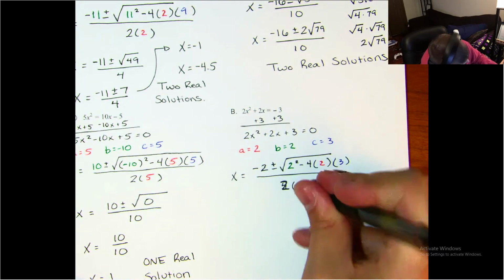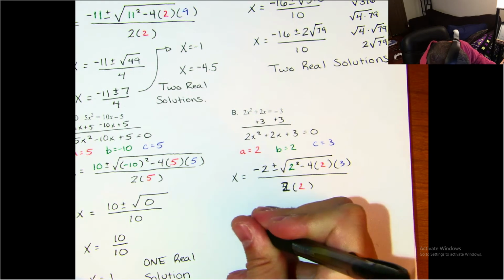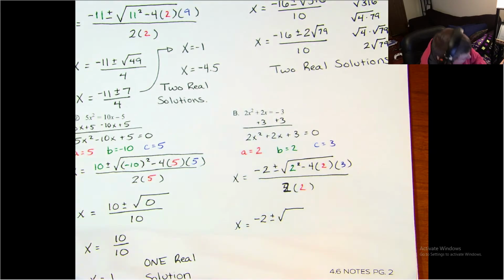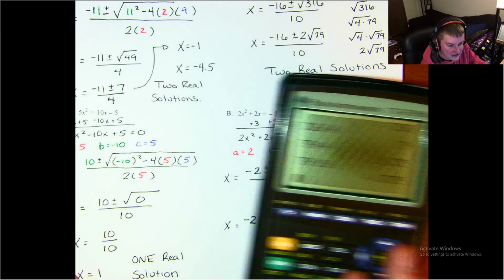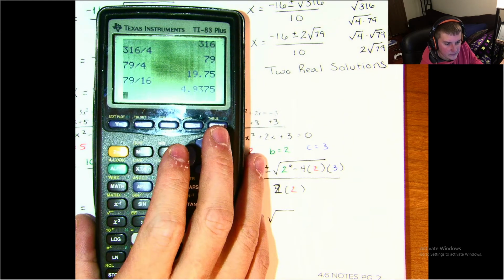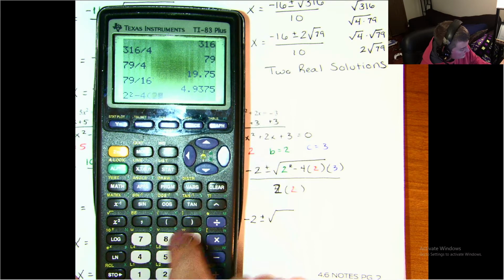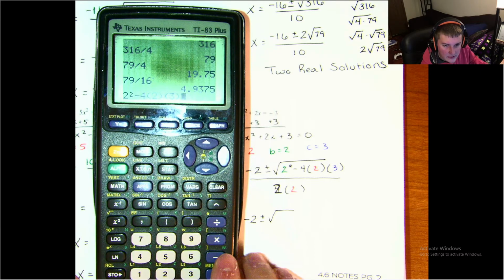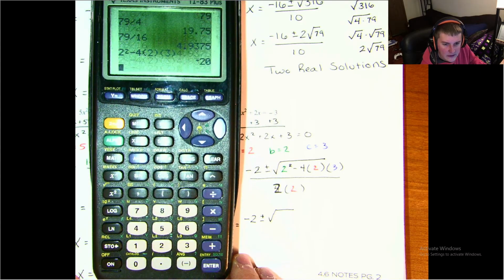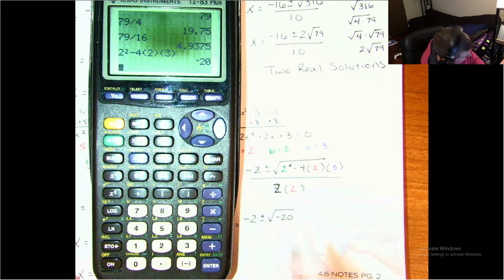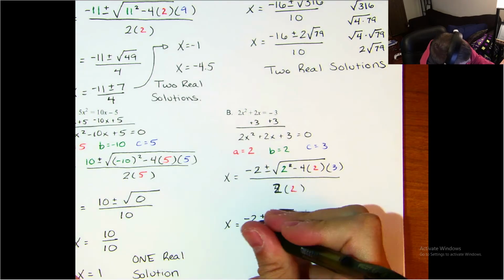All right. So here I'm going to get x is equal to negative 2 plus or minus the square root of, let's figure out what that discriminant is. So we're going to get 2 squared minus 4 times 2 times 3. And that gives me negative 20, all divided by 4.